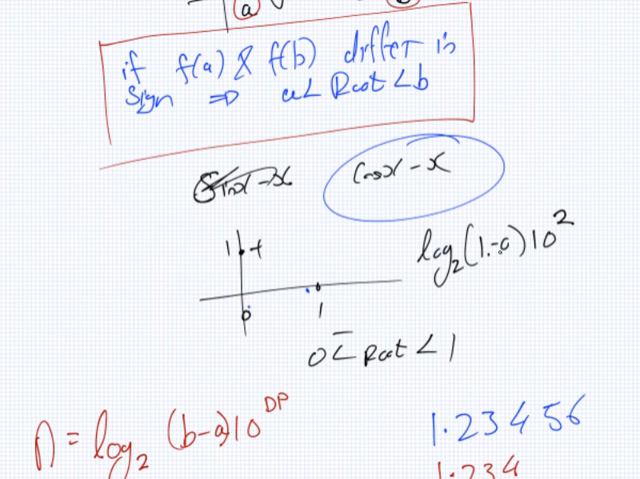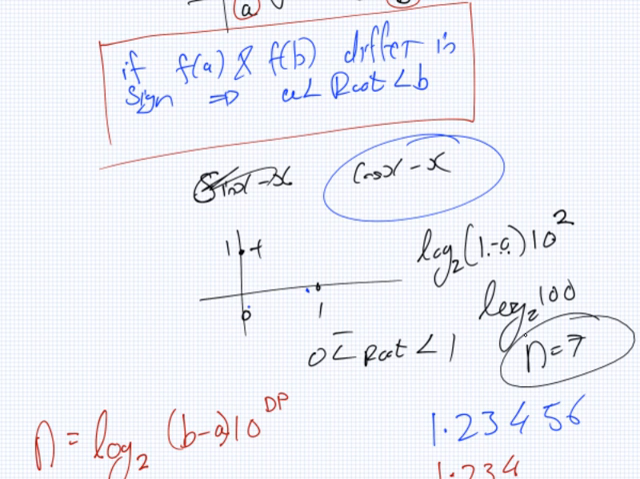1 minus 0 is 1. 10 to the power of 2 is 100. 100 times 1 is 100. Log base 2 of 100. 2, 4, 8, 16, 32, 64, 128. And I have to round it up because I can only use whole numbers. So if I use the rule 7 times, I'll definitely have it right to 2 decimal places. Now, I'll actually be better than 2 decimal places, but it will be at least 2 decimal places right.